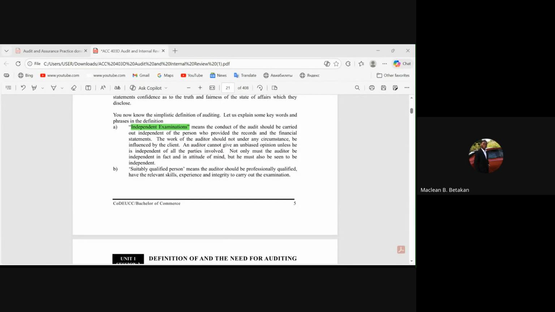If the auditor has investment in that company, can that auditor be independent? No, please. If the auditor's wife is part of management, can that auditor be independent? No, please. If the auditor's friend Joseph is the CEO of the company, can that auditor be independent? No, sir. No, please.